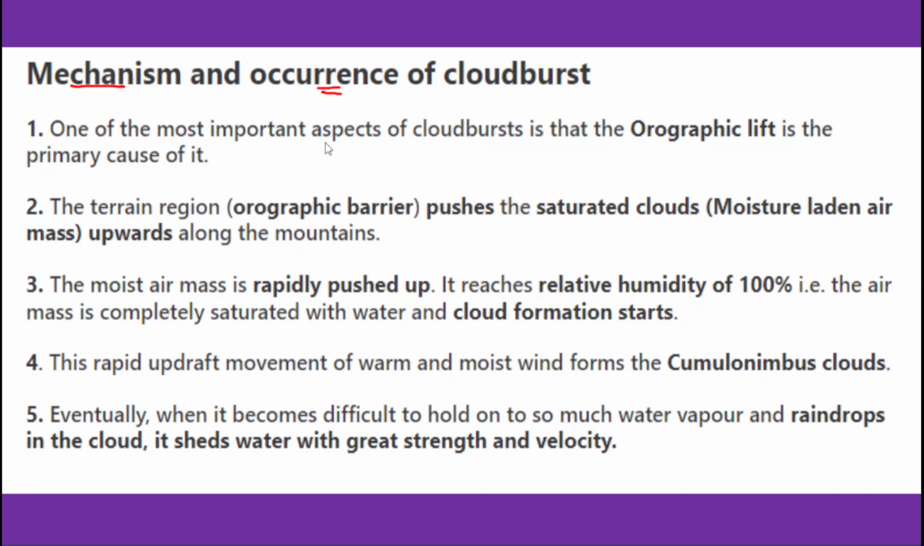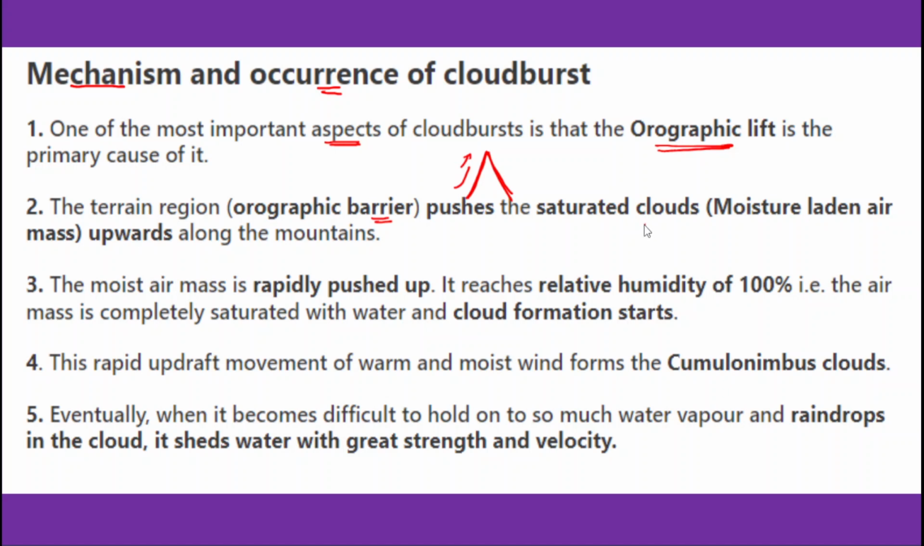It is one of the most important aspects of cloudburst. It is characterized as orographic lift. Orographic lift is the primary cause of the cloudburst, because we have understood the mechanism in the previous slide. Secondly, the terrain region, that is the orographic barrier, pushes the saturated clouds. Saturated clouds means clouds already having a huge quantity of moist air.